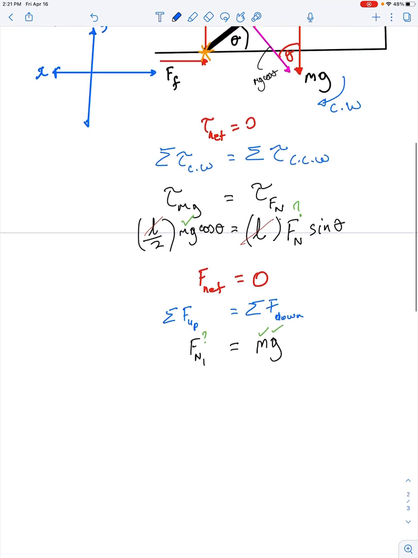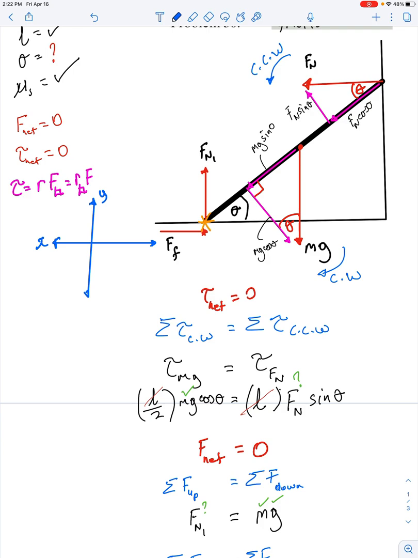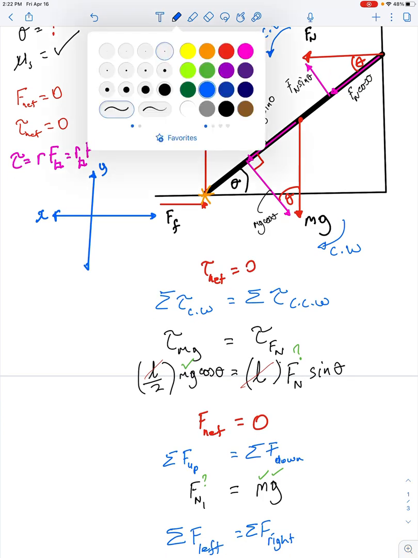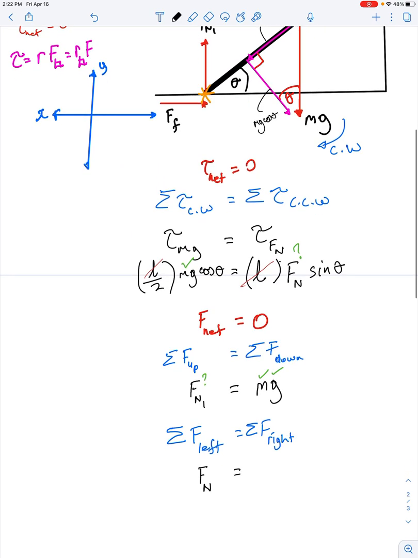Let's look at this. The forces left is equal to the forces right. So what are the forces left? Definitely Fn. So Fn is left, and I think Ff, the frictional force, is right. Remember, we were missing the friction, and that's what we're really looking for. But now we don't know Ff.